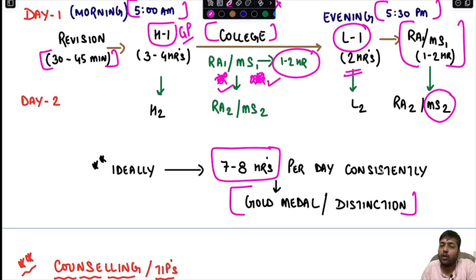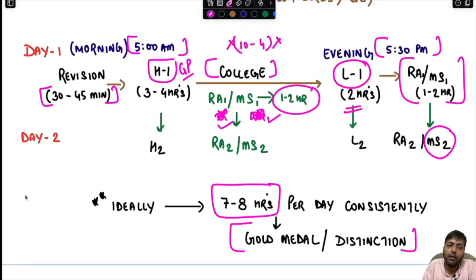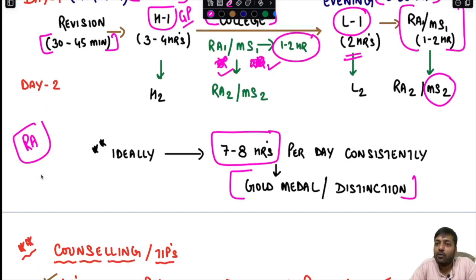Now, before I go to the counseling and the tips and the last section, I will just tell you something about recent advances, how you should read. Remember, if you read recent advances with a lot of emotion, and if you invest a lot of time and energy in recent advances, you are not going to be able to complete, because the language of recent advances is very tough. So how do you have to read recent advances?